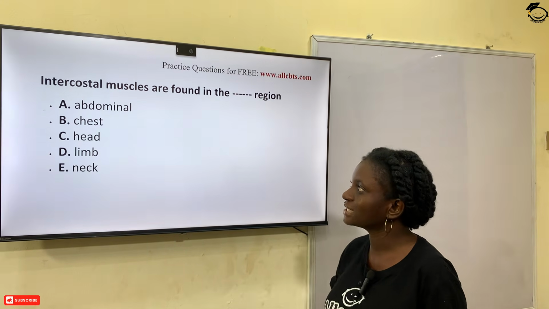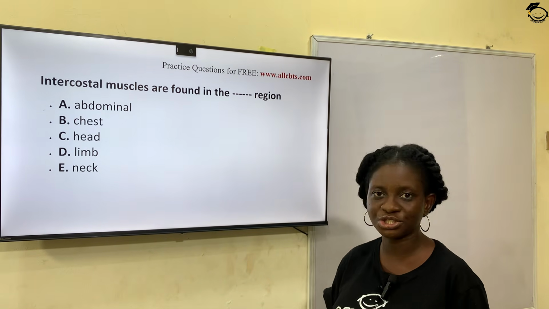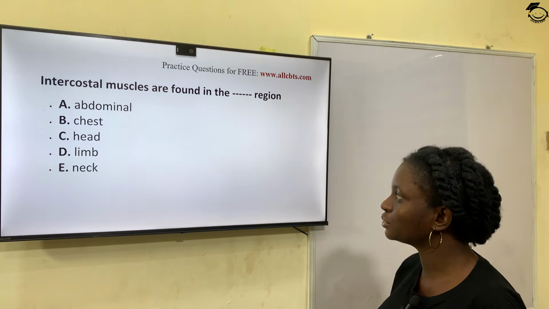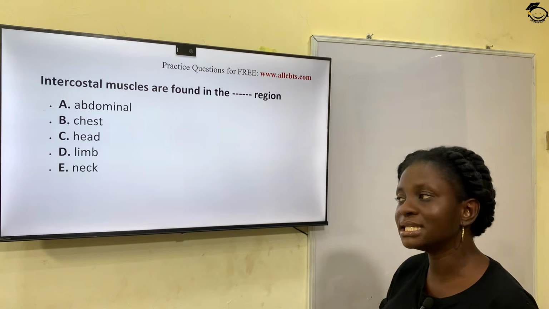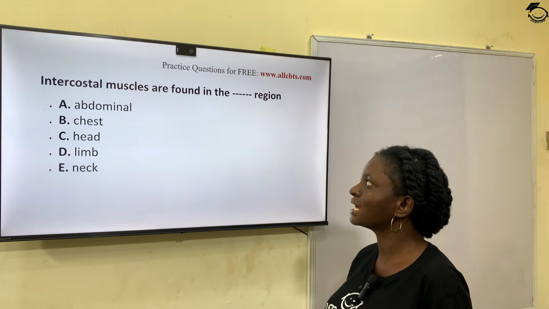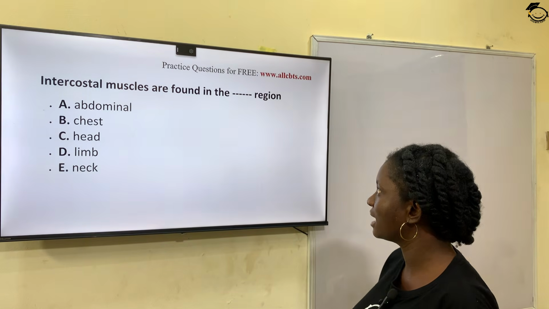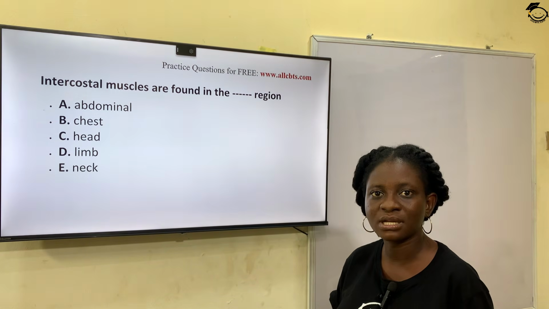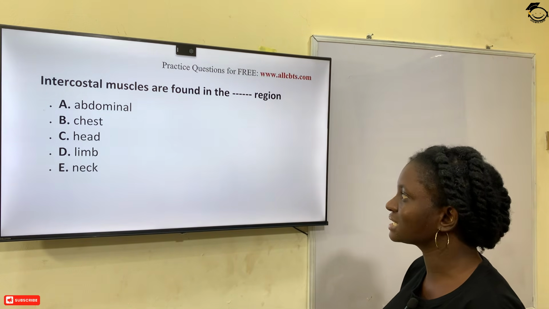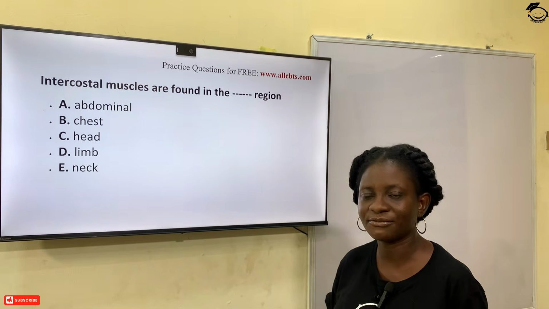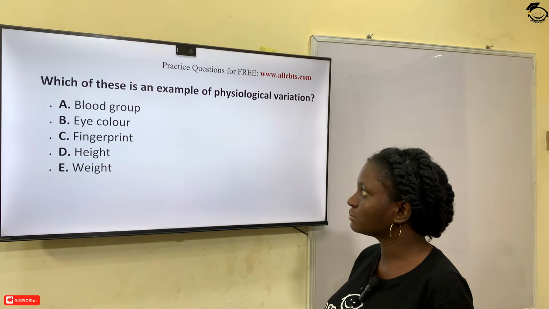Okay, next question. Intercostal muscles are found in which region? Option A, abdominal, B, chest, C, head, D, limb, and E, neck. Intercostal muscles are found in the chest area, and they are involved in inhaling and exhaling of gases. So the correct answer is B, chest. They are found in the ribs area. So the correct answer is chest, option B.